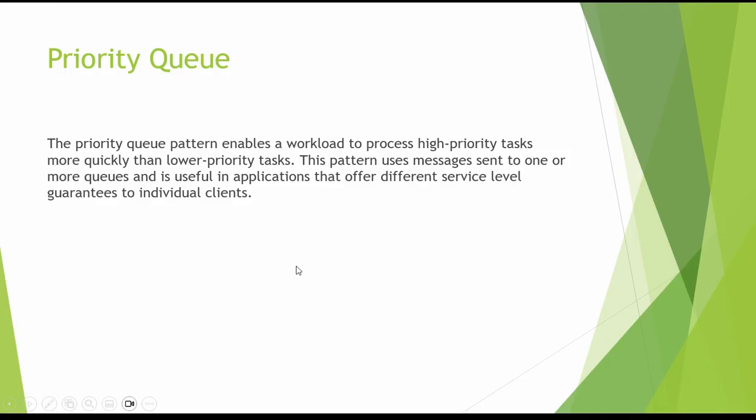Okay, priority queue. The priority queue pattern enables a workload to process high priority tasks more quickly than lower priority tasks. Basically, you put the priority on the task and it will be handled accordingly. Or you can have different queues, a high priority queue and a low priority queue. Similarly, you can have multiple queues in a bus, or you can have a separate bus.